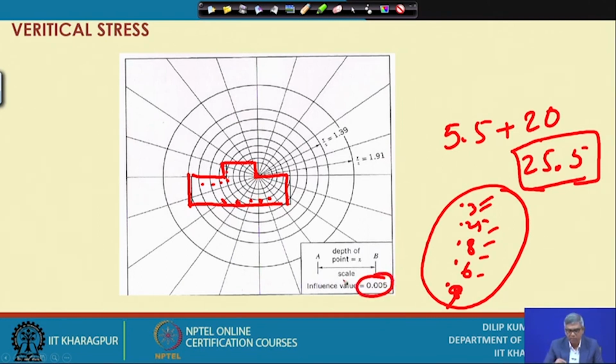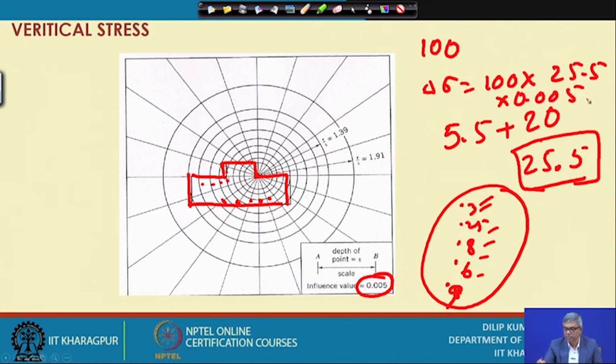You can see, since it is 200 division, it is 0.005. So, if I know the pressure applied on this foundation, suppose q is 100, then you can find out your delta sigma will be 100 into 25.5 multiplied by 0.005. So, whatever calculation will come, that is the value at this point, at 5 meter depth.